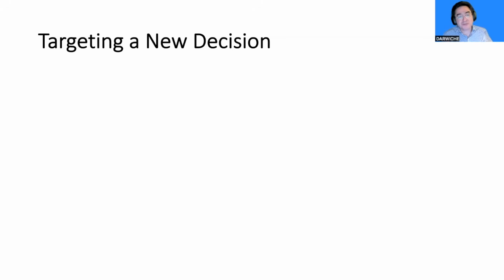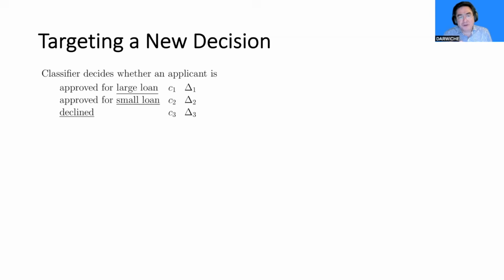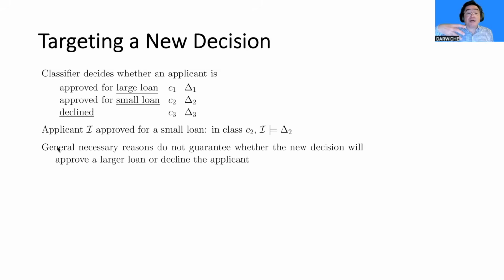But what if you have three decisions? Undermining is not as useful. So let's look at a concrete example. We have a classifier that decides whether an applicant will get a large loan, a small loan, or decline. So three classes, three class formulas. Now, I get an applicant who gets approved for a small loan. So the classifier is putting them in class 2, and that means that this instance, the applicant, implies that class formula. Now, if I compute necessary reasons and I violate one of them, then I'm guaranteed that some violation will kick this applicant from this class.